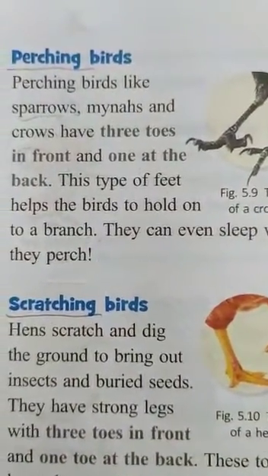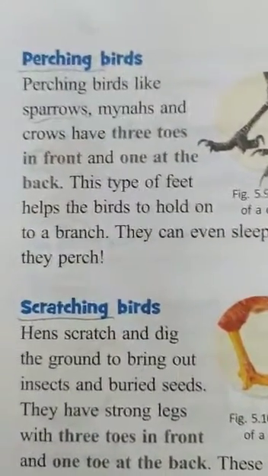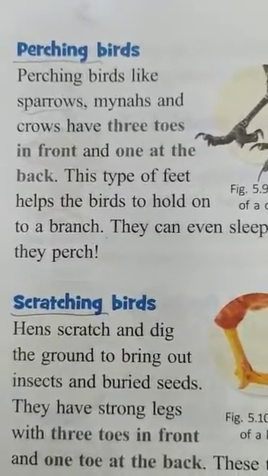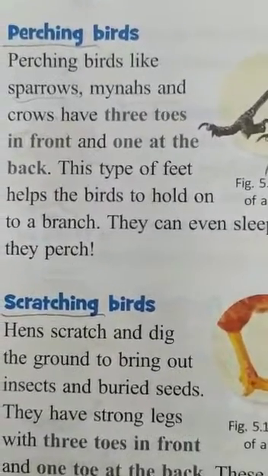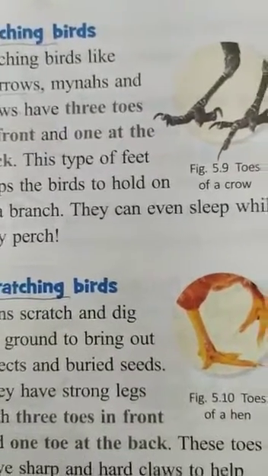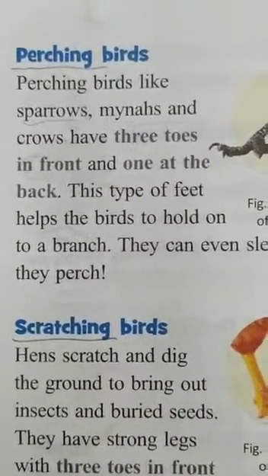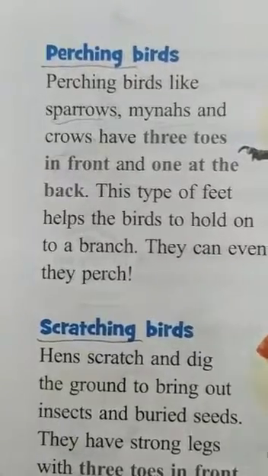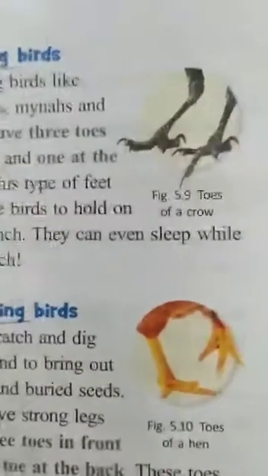What are the flesh eating birds, children? They are eagles, hawks, vultures, right. What are perching birds? Like sparrows, mynas and crows. So what do they have? 3 toes in the front and 1 toe at the back.